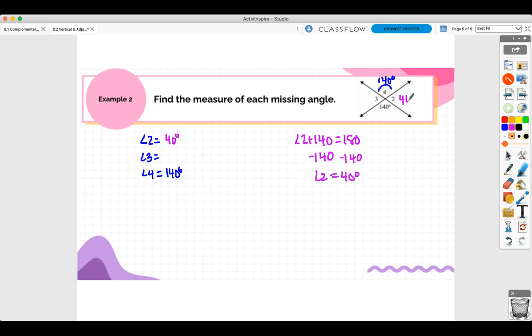So this is 40 degrees. And again, these are vertical to each other. So that makes angle 3 40 as well. The main thing with geometry is understanding the definitions, what the vocabulary means with the pictures.